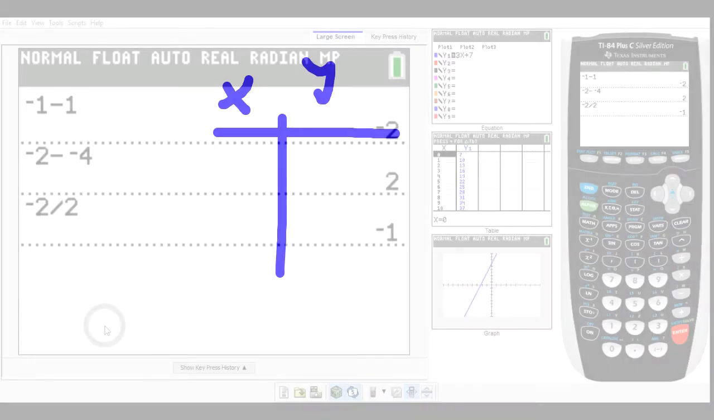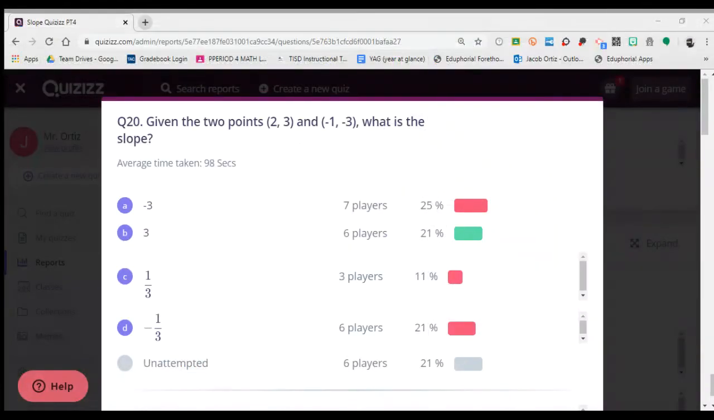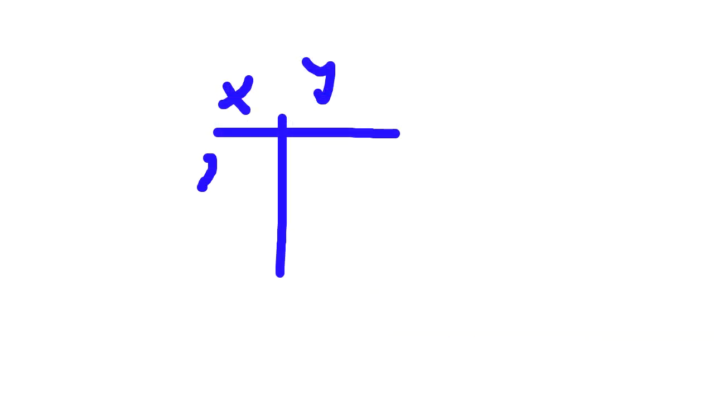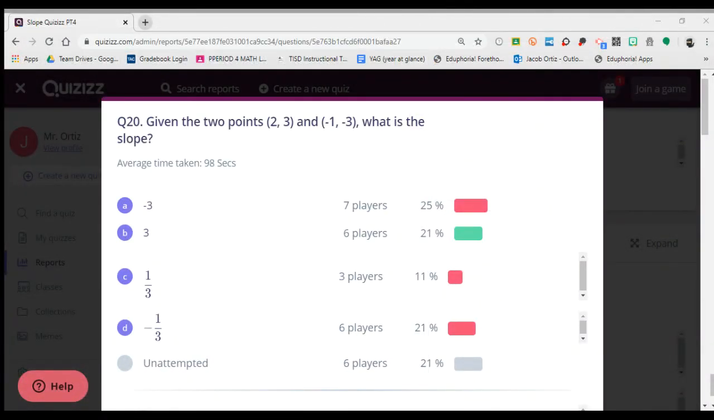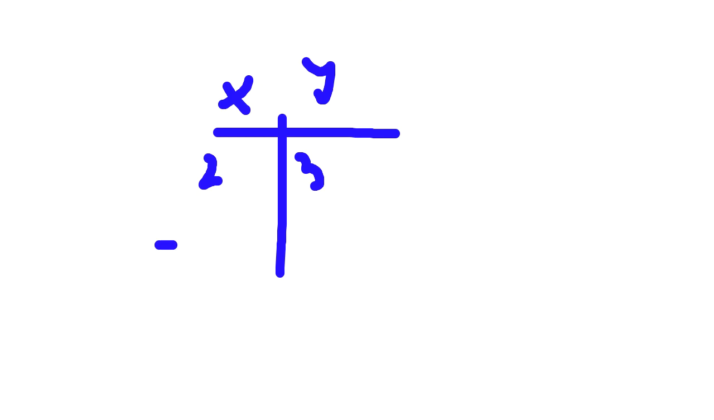The first point is 2, 3, so write 2, 3. The other point is negative 1, negative 3. So negative 1, negative 3.